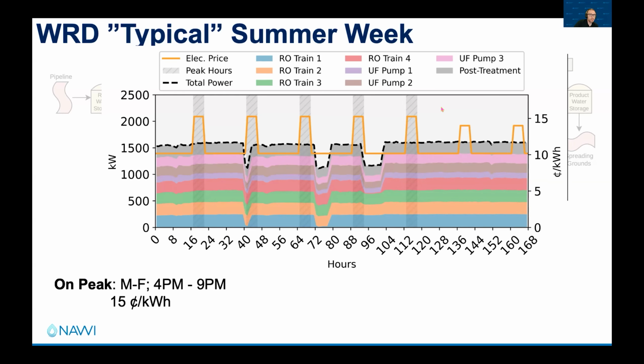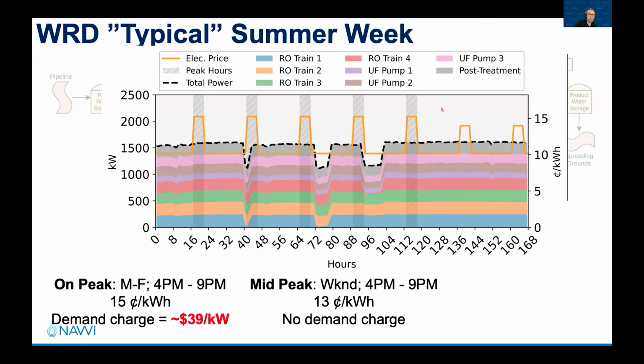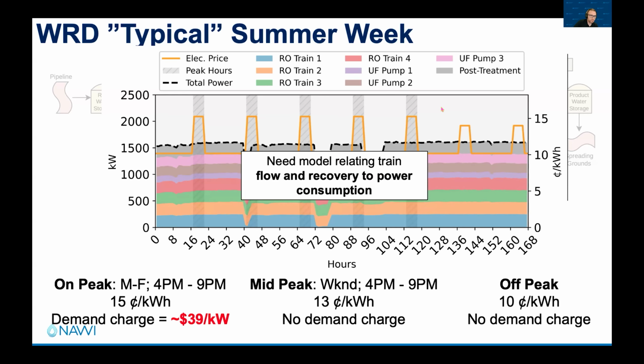So for this particular pricing structure, the on-peak hours are from 4 to 9 p.m., costing 15 cents per kilowatt hour, with a demand charge of $39 per kilowatt during the peak hours. The mid-peak is on the weekend, with slightly lesser electricity costs and no demand charge, and then the off-peak is every other time. On the plot, the thatched areas are the on-peak hours, and we'll be looking at a couple of these. So I just wanted to point that out.